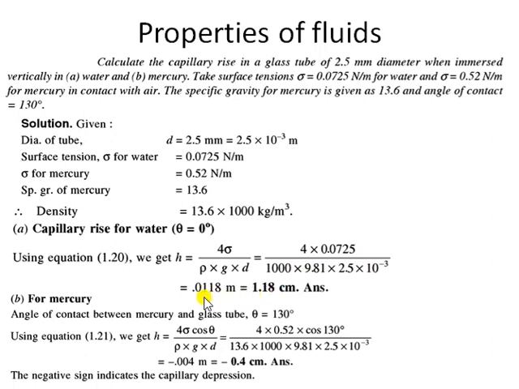Now for mercury, theta is given as 130 degrees, and the general expression is 4 sigma cos theta by rho g d. There will be a fall. So let's see how we can identify the fall.